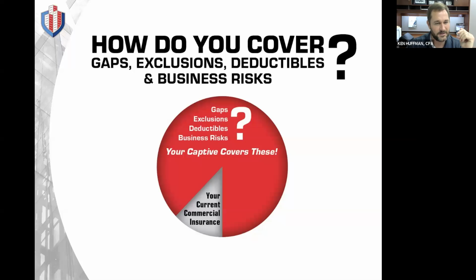Let me get my little laser pointer going here. So your current commercial insurance covers a small piece of that pie. You have all these gaps, exclusions, deductibles, and other business risks you're not covering. Those are the things that a captive insurance company would cover. Let's get into the particulars.